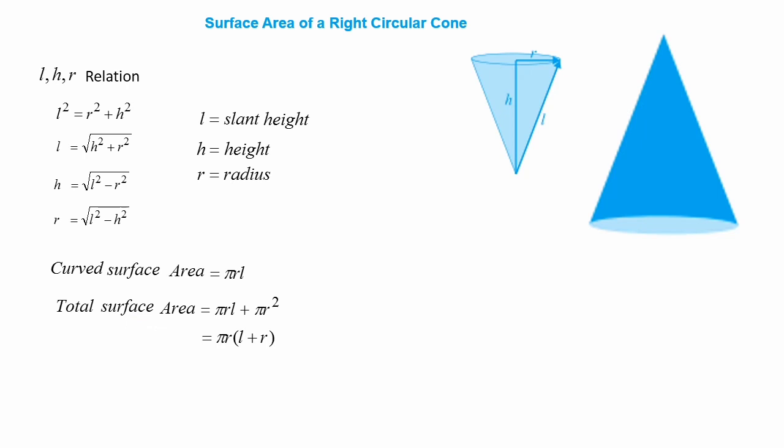From here, you can take pi R common. From the first term L remains, from the second term R remains, so L plus R. So pi R into L plus R is the formula for total surface area.